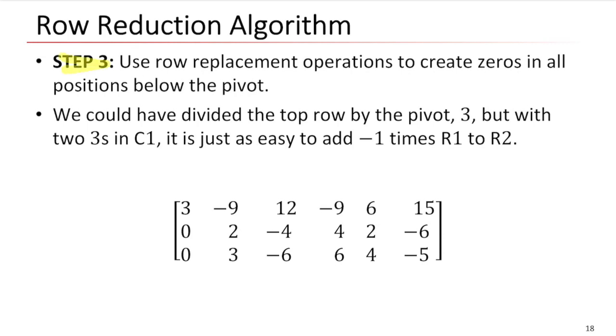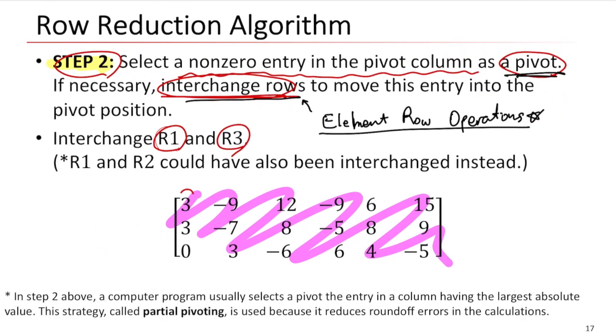Then in step 3 we want to use the row replacement operation to create zeros in the positions below the pivot. What does that mean? Okay, let's see here. We choose this position as a pivot position, right? So what were the conditions of the echelon form? The values below the pivot position should be what? 0, right? Should be 0.